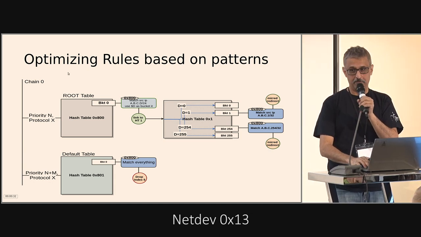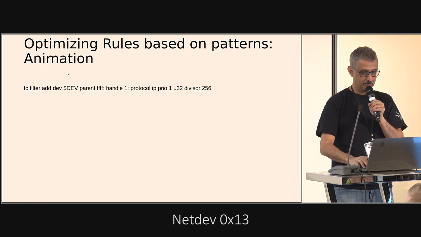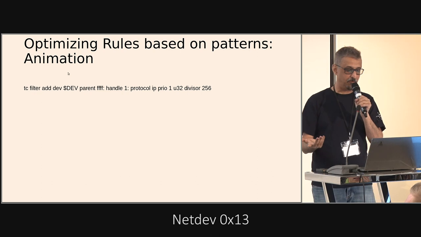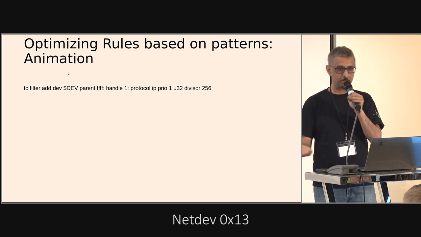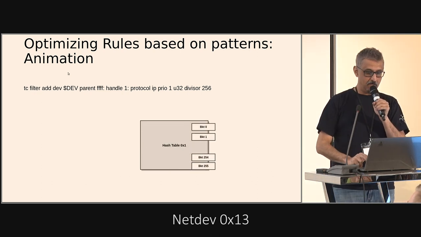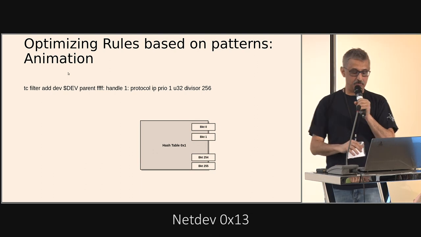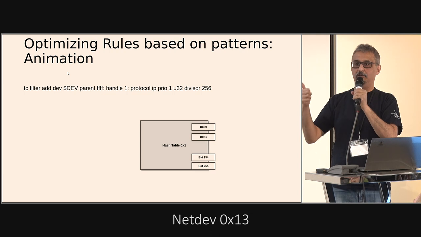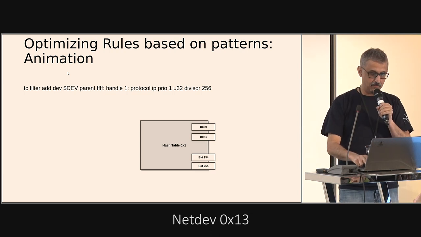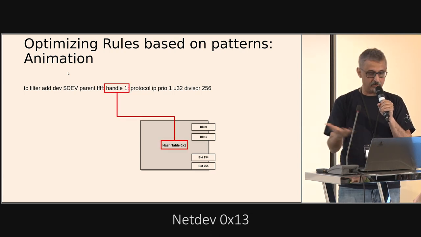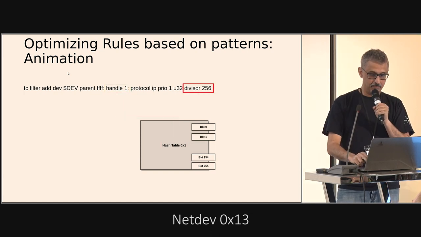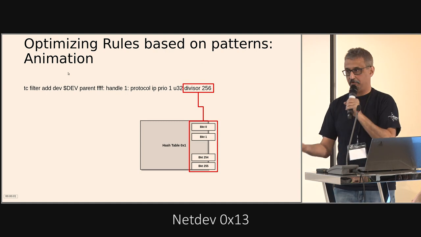I have some animation for this. Okay, here you go. So this is how you add a table. I'm just adding a table with 256 buckets. That's what shows up. I've called this table, I've given it an ID, table ID 1. The handle is how I specify the ID. The divisor is how I specify the buckets.